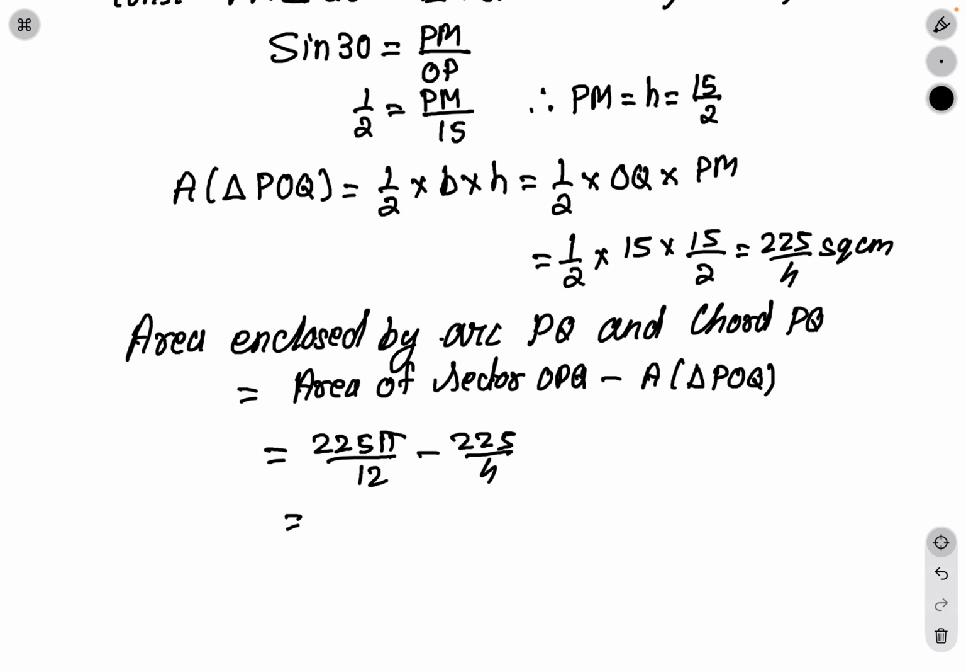So 225 upon 4 common, this will be pi by 3 minus 1 square centimeter. So this is the area enclosed by arc PQ and chord PQ.